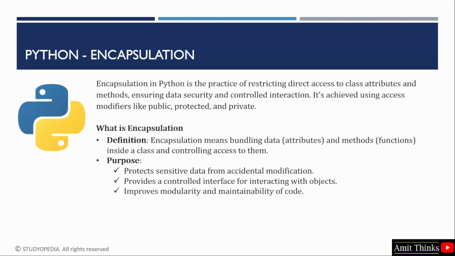Okay, so you can also consider it as bundling data and methods inside a class and controlling access to them. So you can protect sensitive data from accidental modification. For example, sensitive data can be the bank balance of a user. It also provides a control interface for interacting with objects. You can also enhance the maintainability of the code with this.